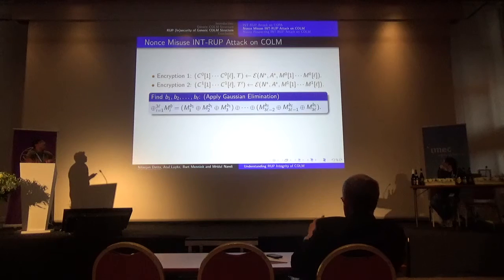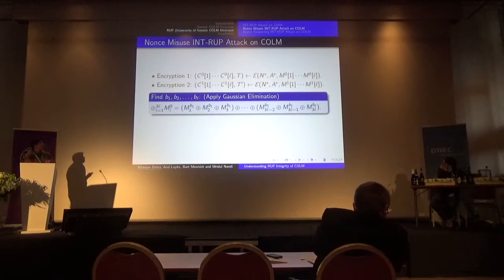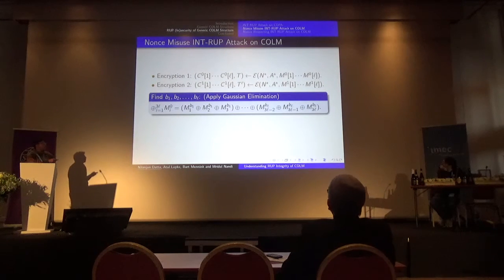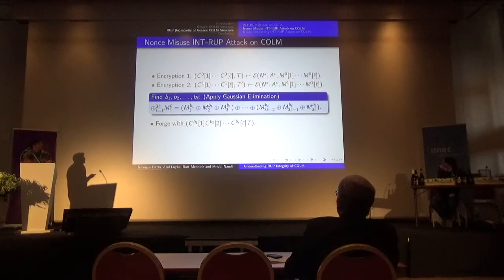First make an encryption query with M01 to M0L, and then an encryption query with M11 to M1L, and finally we need to find B1 to BL such that the checksum corresponding to this should match with this. If L is greater than or equal to N, we can find it with very high probability, and then we can forge with this ciphertext.